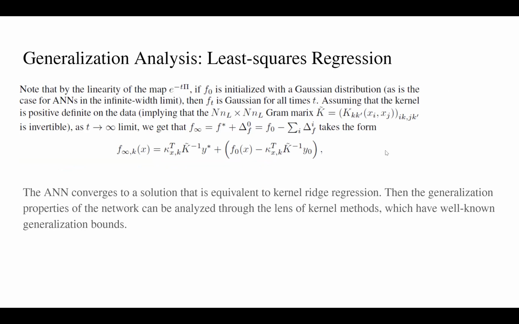And lastly, because of the linearity of the map here, if we assume that f0 is initialized with a Gaussian distribution, then f_t is always Gaussian across all time steps t. If we assume that the kernel is positive definite on the data, then when t goes to infinity, we can express f infinity as the term here. The term is just the solution to a kernel ridge regression problem. So the generalization properties of the network can be analyzed through the lens of kernel methods, which have well-known generalization bounds. Okay, so that's all for my presentation. Thank you.